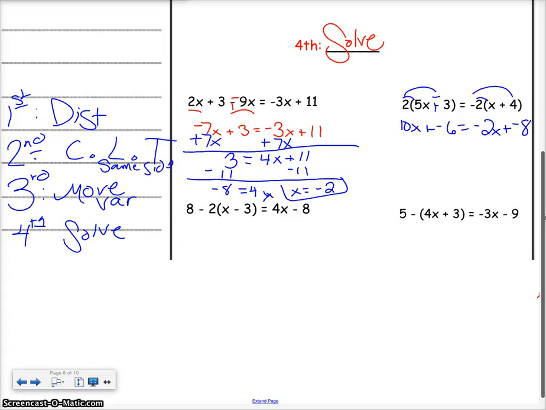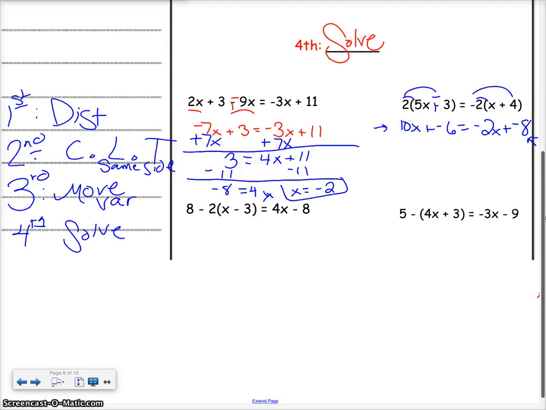I'm just modifying my step 2. I want you to realize it's the same side of the equal sign. So step 2, I'm looking: is there anything I can combine on the right side of the equal sign? Nope. Is there anything I can combine on the right side of the equal sign? Nope. So I don't need to do step 2.